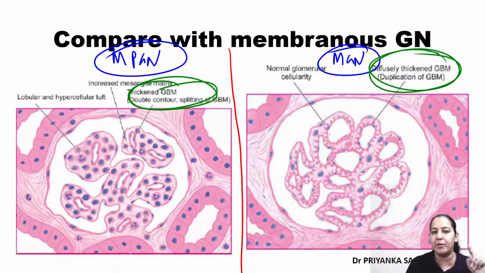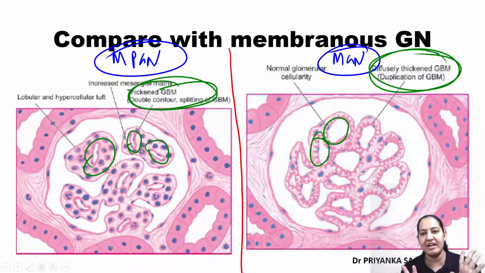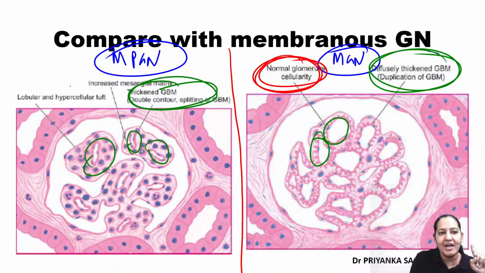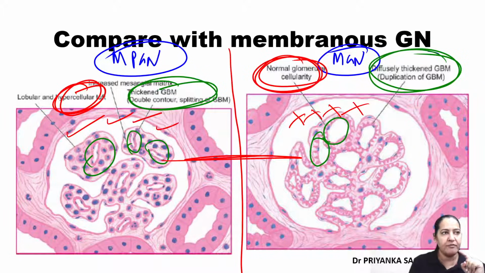Because membrane is a component. Now see, don't only learn. See, the basement membrane is thickened here also in all of them and here also in all of them. But one thing which differentiates the two is, here cellularity is normal, here cellularity is hypercellular. Compare the cellularity. Can you see the inflammatory cells here? No neutrophils, no lymphocytes. And I can find abundant neutrophils and lymphocytes here.